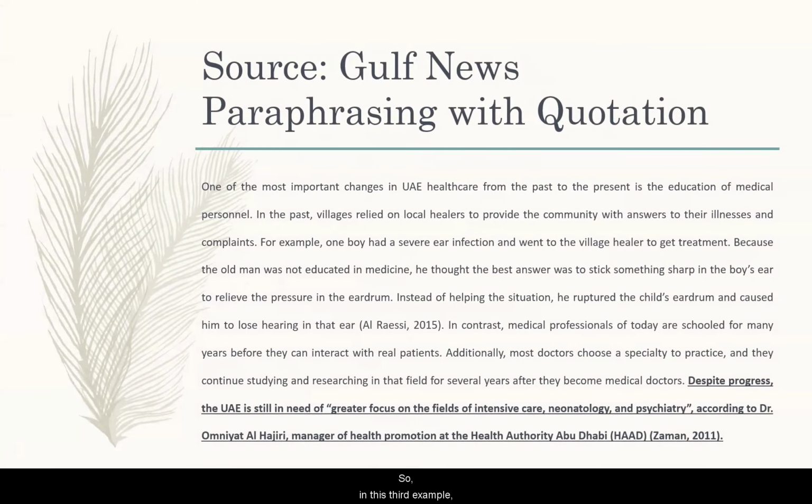So in this third example, we're looking at a combination of a paraphrase with a quotation. If you see the underlined sentence at the end of the paragraph, you'll see that the information from the Gulf News source, which is cited at the end, includes a phrase or a chunk of words that has been quoted from the original source. And this is the way that it would look in your paragraph if you take actual words from the original source and use it in your sentence.